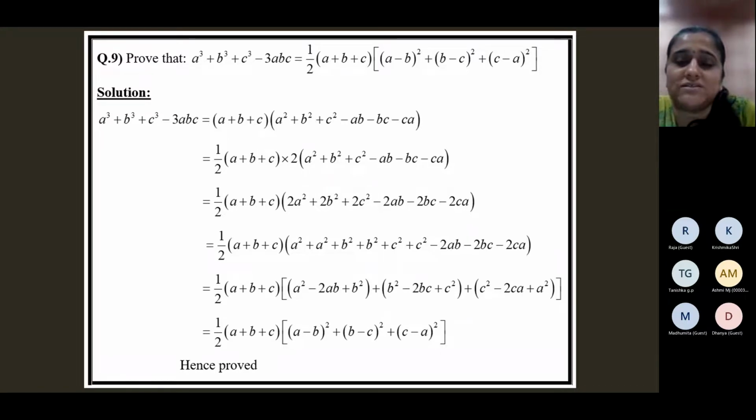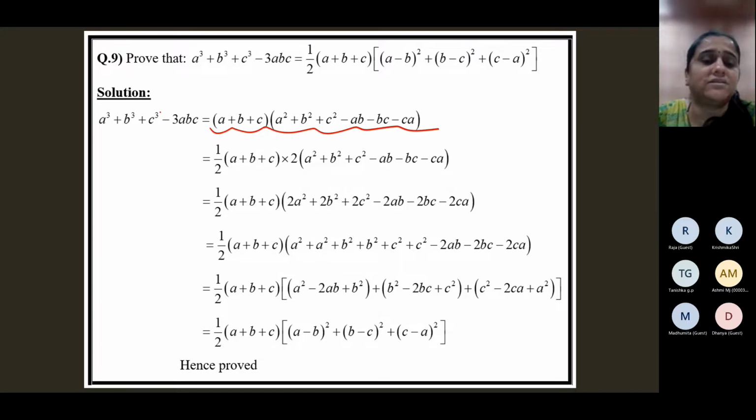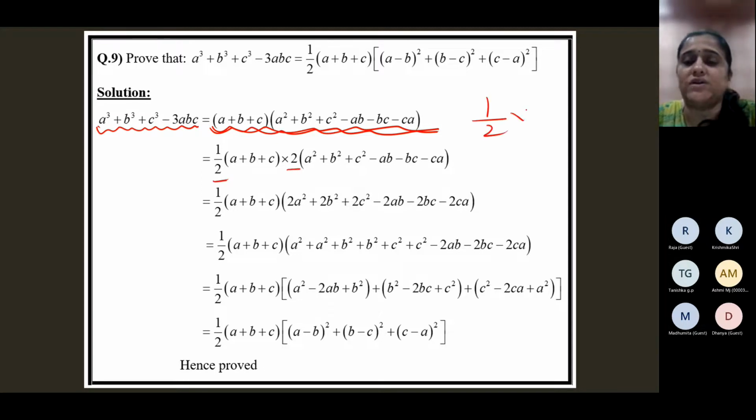Can you just think and see if you can help yourself? What have we done in the next step? We have multiplied by half and 2. And if you cancel it, you'll get back the first step. Why did we do this after writing the identity? This is the identity: a cube plus b cube plus c cube minus 3abc is this one. In the next step, we multiply by half and 2. And the product of half and 2 is nothing but 1. So you can definitely do this because you're multiplying by 1.